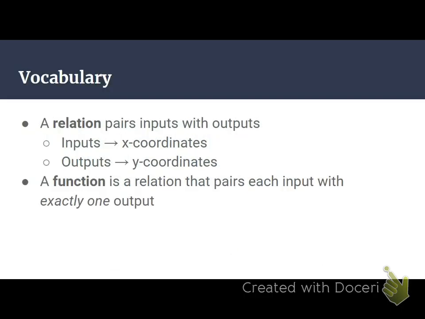Okay. All right, our vocab, or the start of our vocab, talks about a relation which pairs inputs with outputs. A relation is very general. Matches up inputs with outputs. Inputs we usually refer to as our x-coordinates. Outputs we usually refer to as our y-coordinates. A function is a special type of relation that pairs each input with exactly one output.